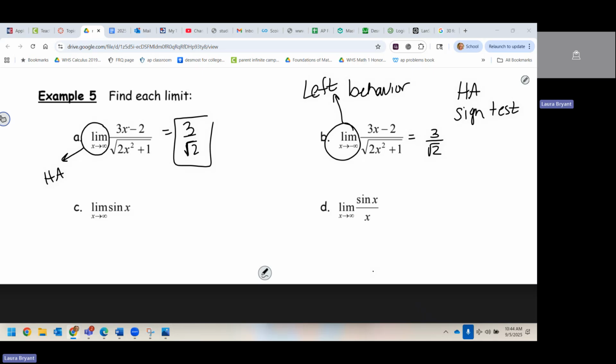So on the left, to sign test, I'm plugging in just a big negative number. You don't have to get the exact numeric value. I'm plugging in negative 5,000 or whatever. So plug in a negative number on top, minus 2 is going to be negative. On the bottom, if I plug in a big negative number and then square it, it's positive, times 2 plus 1, still positive. The square root doesn't change the sign. And by sign testing, I can tell that I'm going to get a negative.